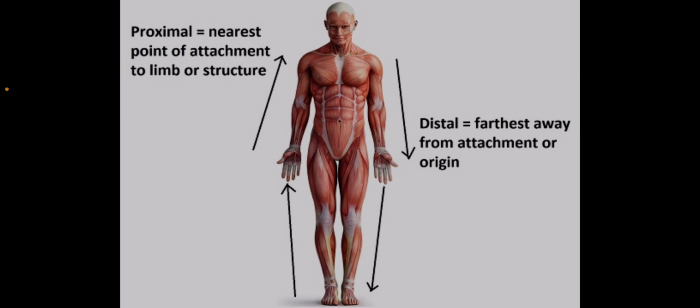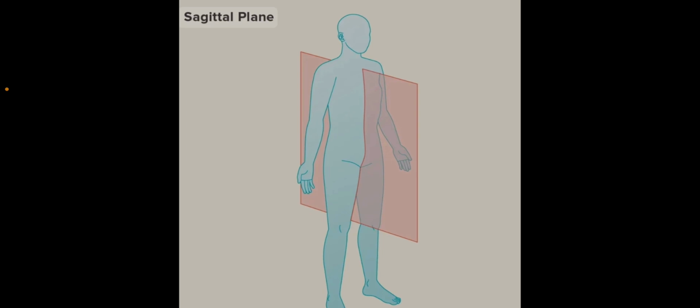Now for the next section, we're going to be speaking on planes of the body. The sagittal plane. The sagittal plane is the plane that divides the body into left and right halves. Example, a forward lunge happens in the sagittal plane. So I'm going to repeat that. A forward lunge happens in the sagittal plane.